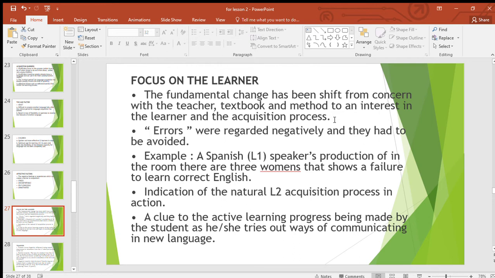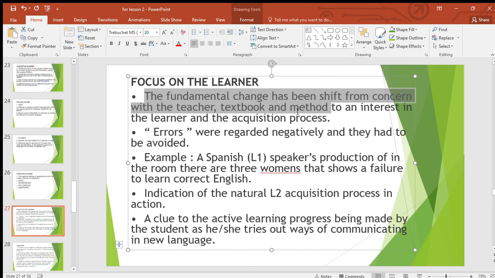A clue to the active learning process being made by the student as she tries out ways of communicating in language. So, although we have the teacher, we have the textbook, learning still depends on a student. So we have here a Spanish speaker, and he's practicing English. Three women's. Women is the correct word. No more S because woman is the singular.